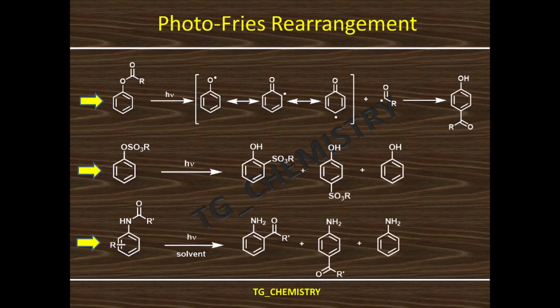Another two reactions where you can see the phenolic ester in the second one, the phenolic ester of alkane sulfonic acid may also undergo this rearrangement reaction to produce the ortho and para substituted product, sulfonic acid substituted phenol, and also phenol as the side product. Another one is for the anilide systems in presence of the solvent. The photoirradiation leads to the formation of ortho-acetyl and para-acetyl substituted aniline systems, and aniline as the byproduct as well.